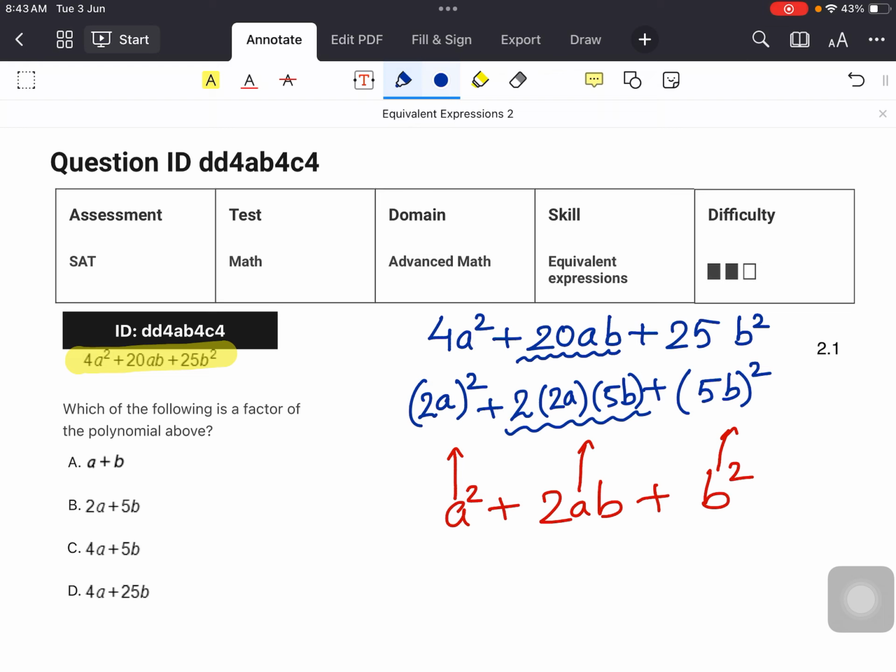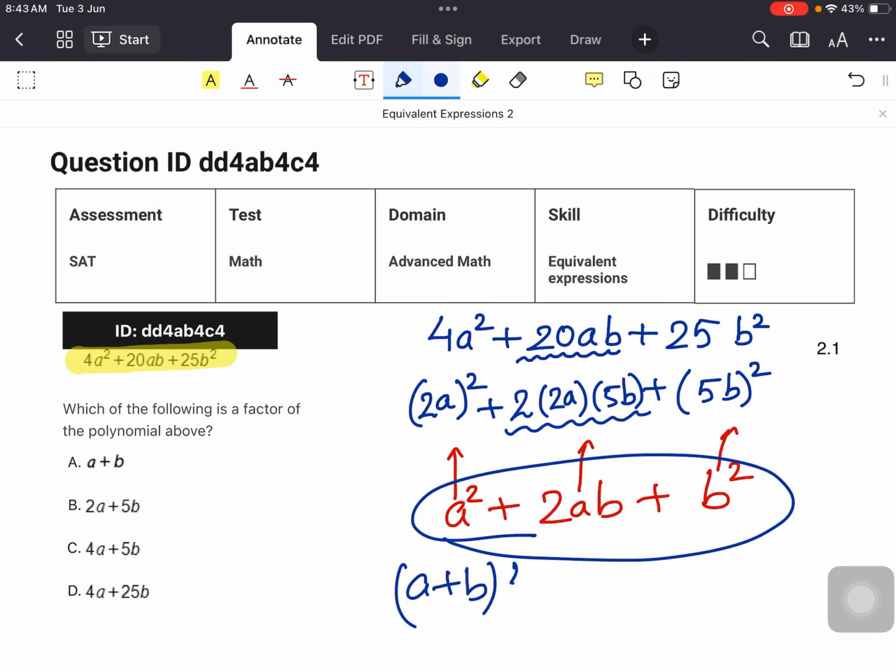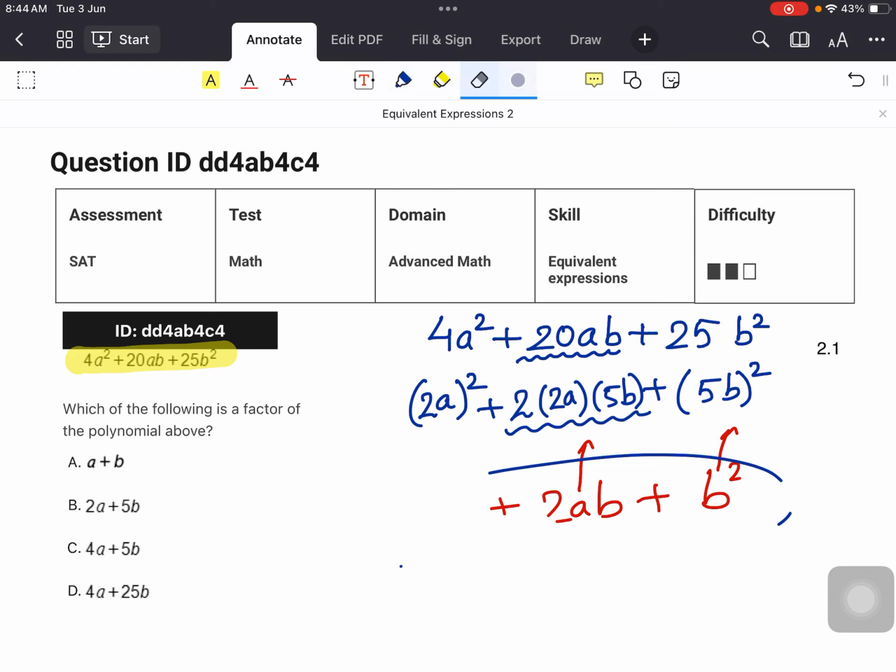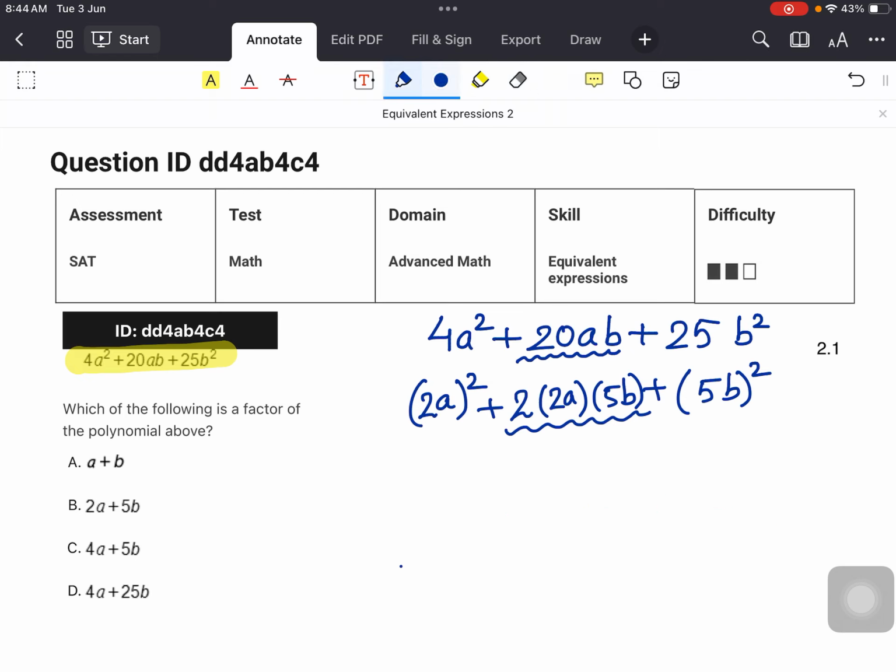Great. So what is this formula all about? It is all about a plus b whole square, right? So what is a in our problem? In our problem a is 2a and b is 5b. So how can I write this equation? 2a plus 5b whole squared.